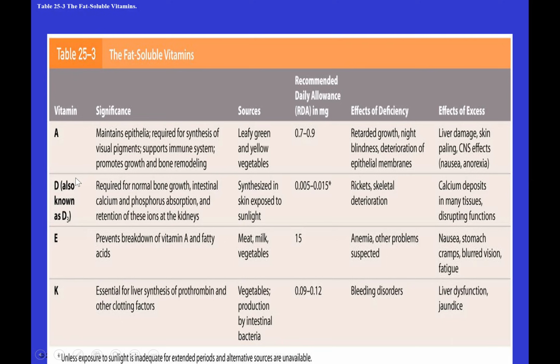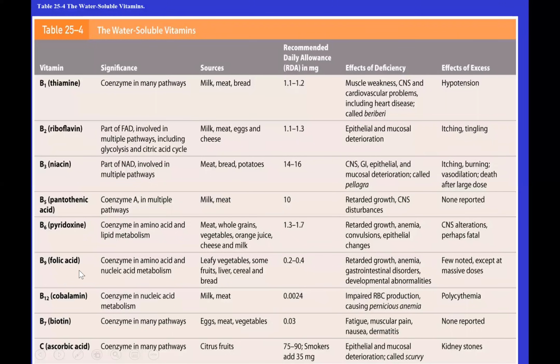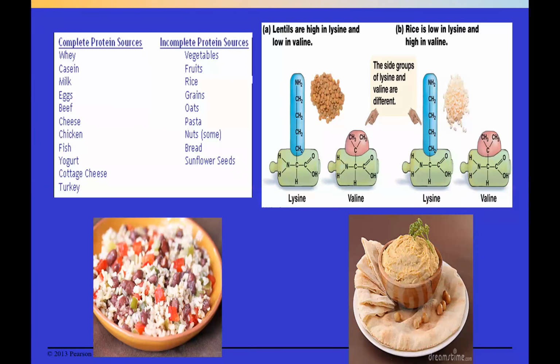D3 is required for calcium absorption and for bone formation, and vitamin K, the clotting factor, and so forth. So that is why, in order to get the 26 most essential nutrients, you must have a salad every day and a fruit. More diverse, the better.